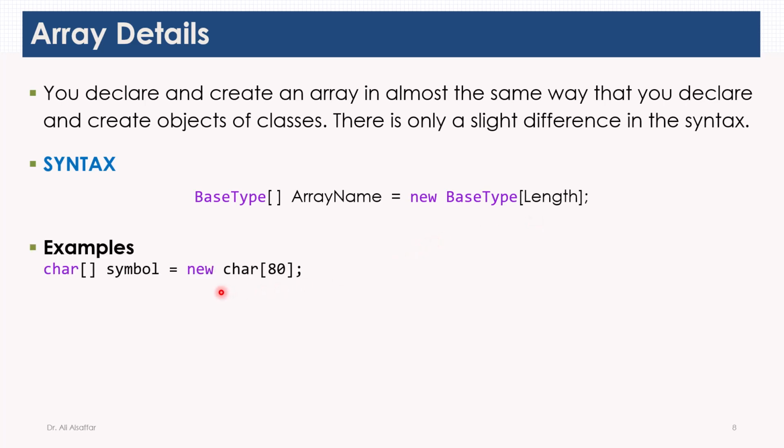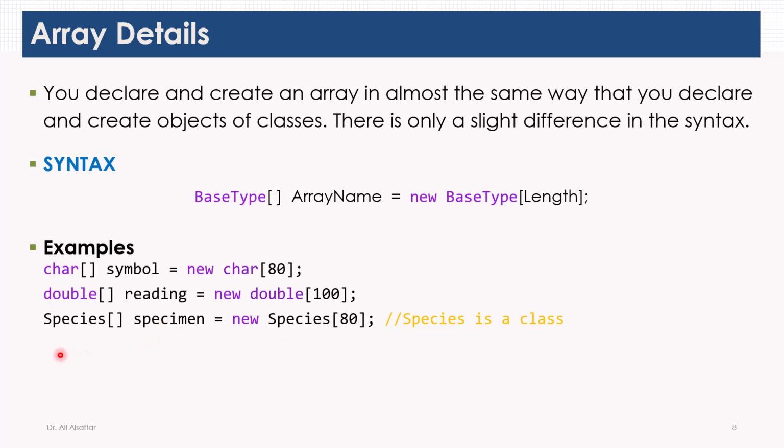Some examples on how to declare and create an array. Here we are creating an array of characters. The name of the array is symbol, and we are allocating 80 characters. The next example, we are defining an array of double. The name of the array is reading, and we are allocating 100 doubles for this array.